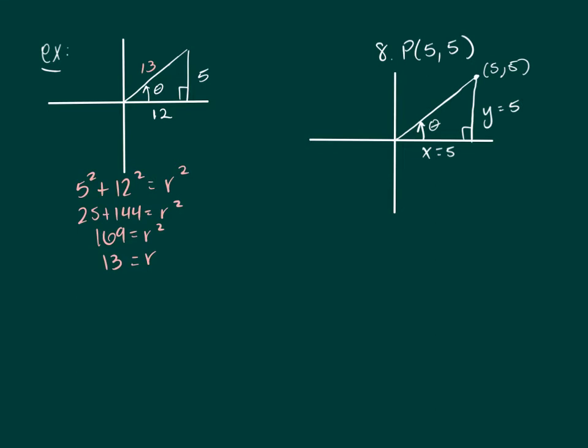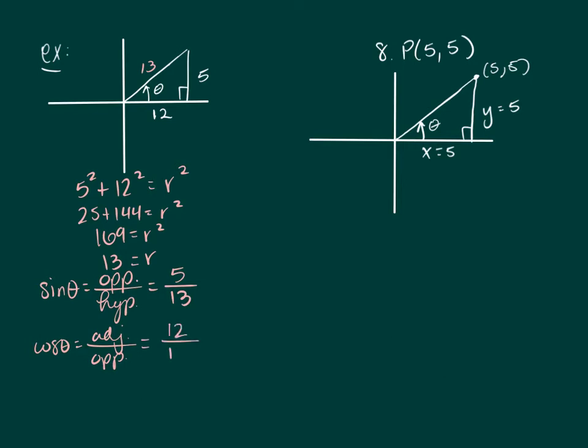And so now we're going to find all of our trig function values. Sine of theta is by definition opposite over hypotenuse. Our opposite side from our angle is 5. Our hypotenuse is 13. Cosine is adjacent over hypotenuse, so this is going to be 12 over 13. And tangent is opposite over adjacent. So this is going to be 5/12.